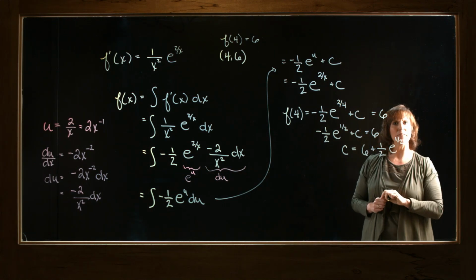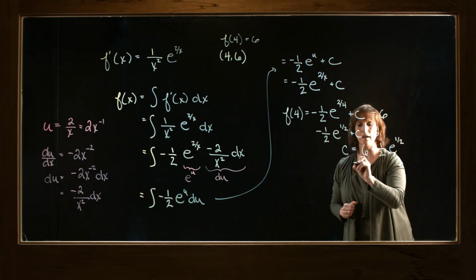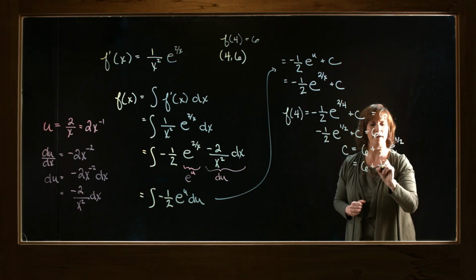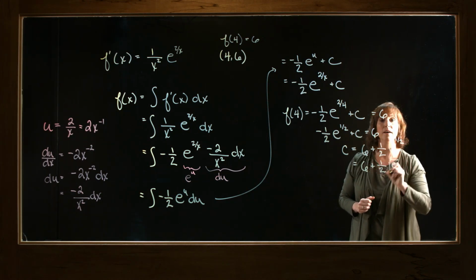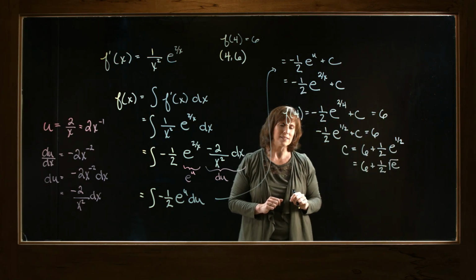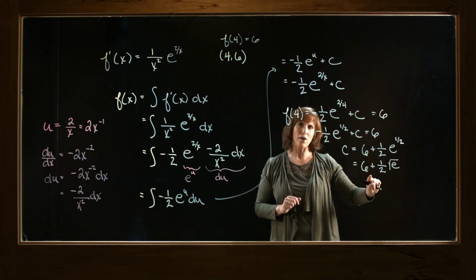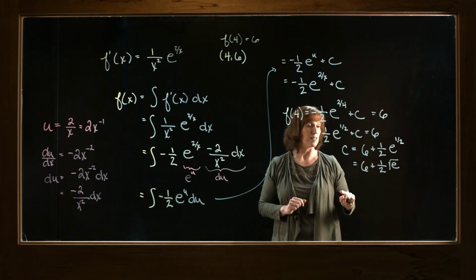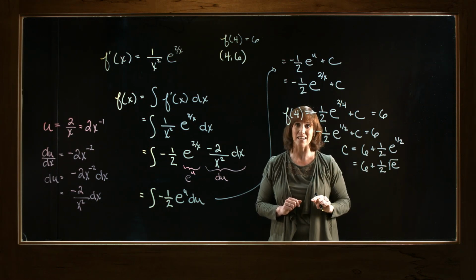If you prefer, you could even write this as the square root of e. So 6 plus 1/2 times the square root of e. Now, I know this is an unusual looking constant. If you like, you can use your calculator and get an approximation for this. But to be honest, this is the exact answer.